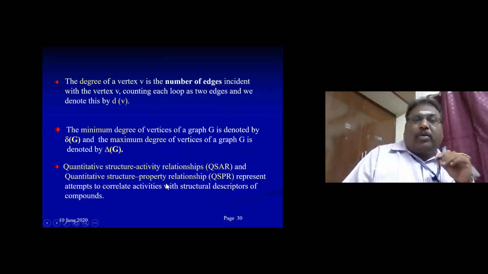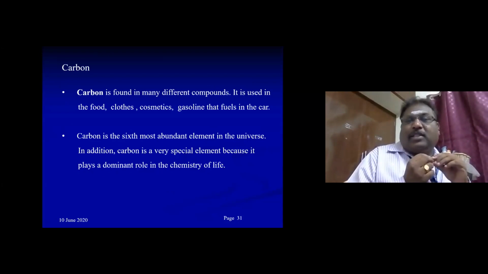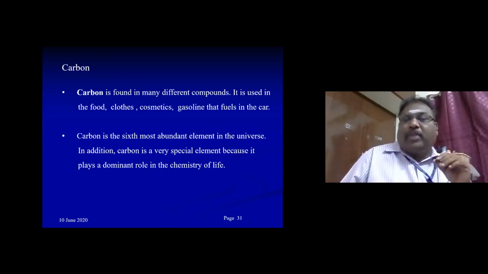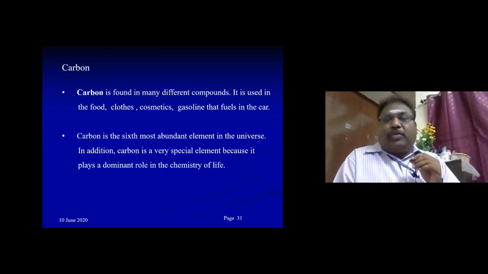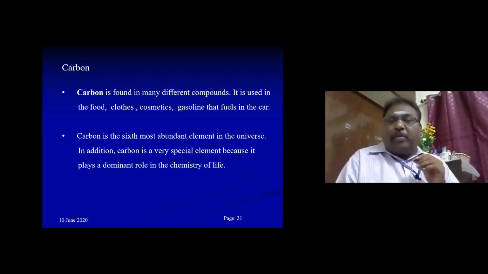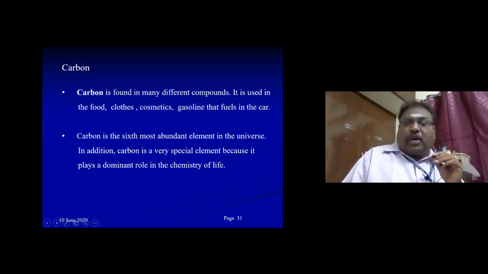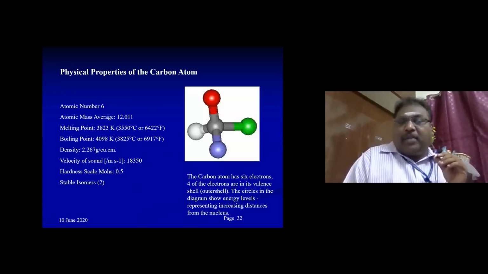Now we go to carbon. Carbon is found in many different compounds. It is used in food, clothes, cosmetics, gasoline fuels, etc. It is the sixth most abundant element in the universe. Carbon is a very special element that plays a dominant role in the chemistry of life. The atom has 6 electrons, and 4 of the electrons are in its valence shell. So the valence is 4.